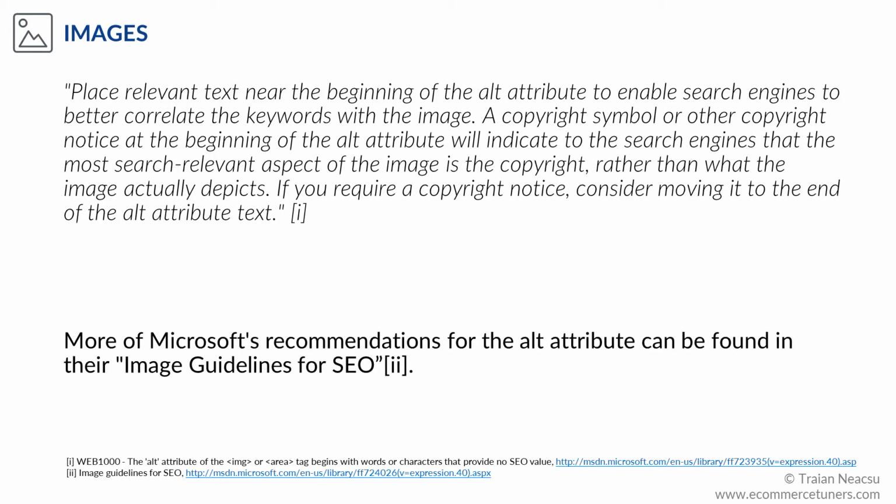All other images that visually depict something important to visitors should have a descriptive text. Microsoft recommends to place relevant text near the beginning of the alt attribute to enable search engines to better correlate the keywords with the image. A copyright symbol or other copywriting notice at the beginning of the alt attribute will indicate to the search engines that the most search-relevant aspect of the image is the copyright, rather than what the image actually depicts. If you require a copyright notice, consider moving it to the end of the alt attribute text. More of Microsoft's recommendations for alt text can be found in their Image Guidelines for SEO document.